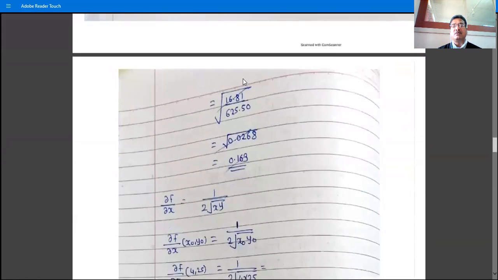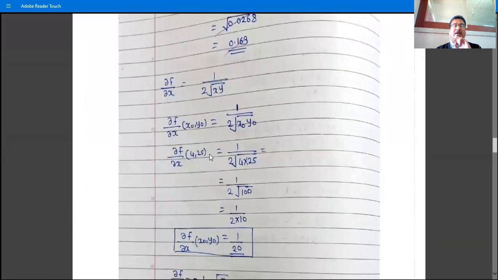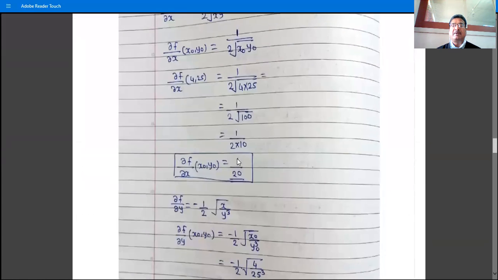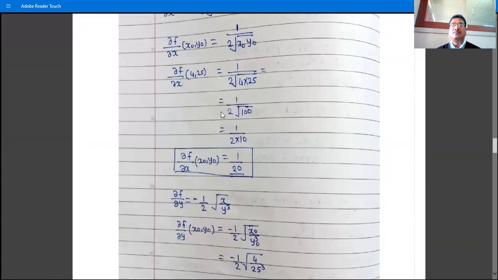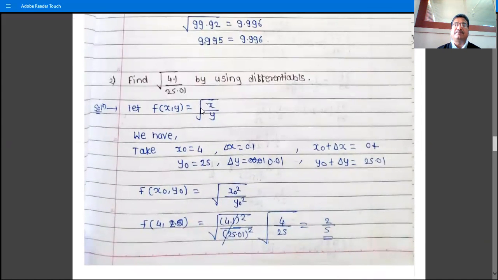And so finally we have the answer 1 by 2 times root x into root y, means root of x into y. Okay. And then value at x naught, y naught is 1 by 2 times root of, just substitute x as x naught, y as y naught. We have this answer. ∂f/∂x at (4, 25) at x naught, y naught is 1 by 20.